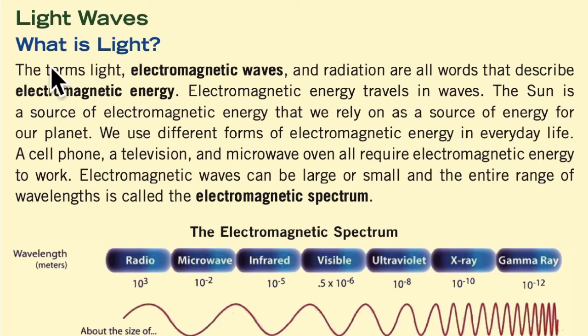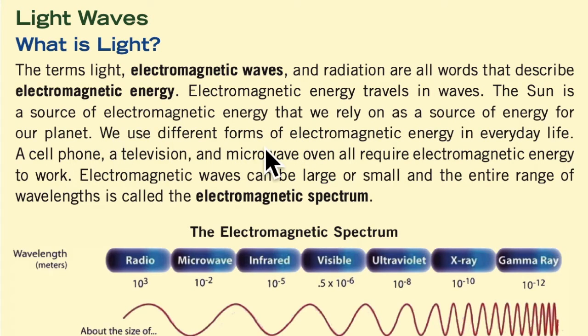Light waves. What is light? The terms light, electromagnetic waves, and radiation are all words that describe electromagnetic energy. Electromagnetic energy travels in waves. The sun is a source of electromagnetic energy that we rely on as a source of energy for our planet.